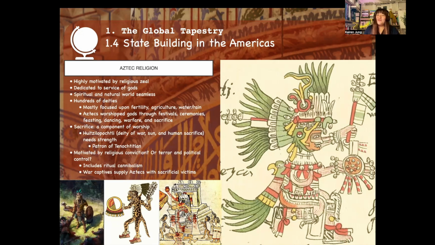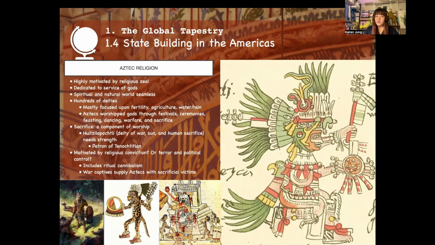Aztecs worshipped gods through festivals and ceremonies and feasting and dancing and warfare and sacrifice. And sacrifice was just another component of worship. It wasn't like bloody and gory. Well, it was bloody and gory. You would rip out the heart of a living person, but it was more ritualistic in nature.